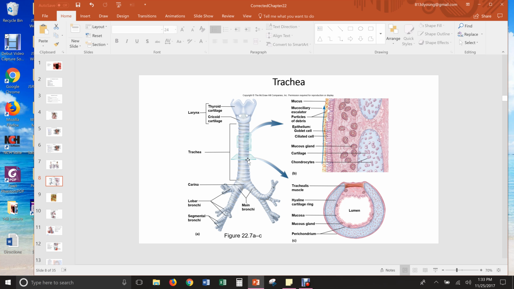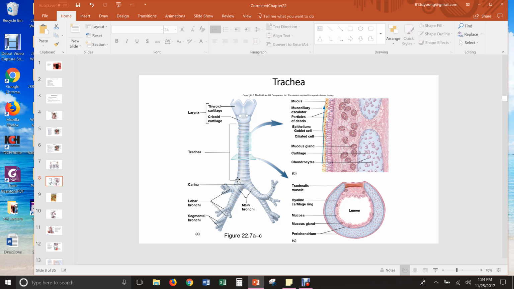As we move into the trachea, being this really long tube, we're going to see that it has a very interesting structure. If we look at the cross section, we have this hyaline cartilage that looks like it's in the shape of a C, and then it has a muscular portion. The muscular portion is for the digestive system, and this allows for the passage of food going into the stomach. The lining is once again pseudostratified columnar epithelium.